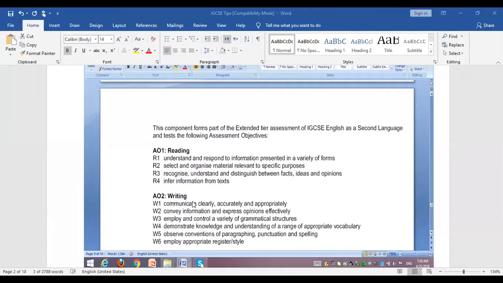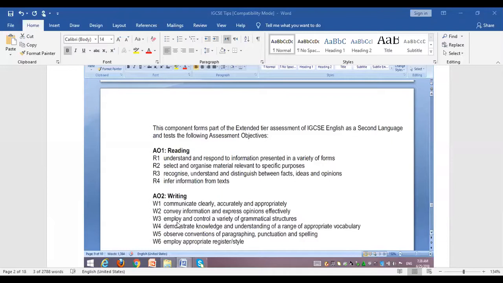So how to communicate your ideas clearly, that's to say clarity of ideas, and how to communicate your ideas accurately means correct use of English grammar and appropriately using the correct style, formal or informal or semi-formal. And how to convey information and express opinions as well, because sometimes you're asked to write an article, whether an argumentative article for and against, or an opinion article.